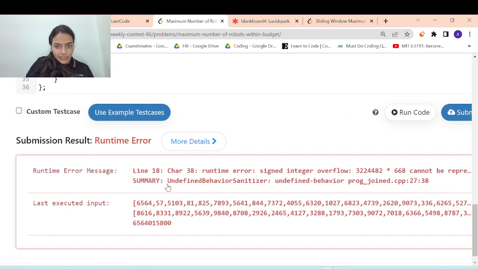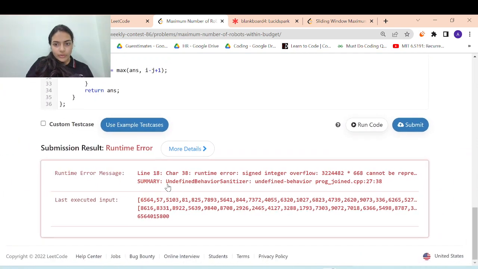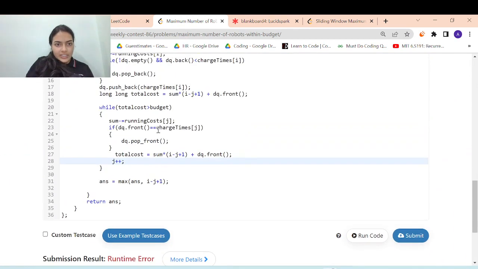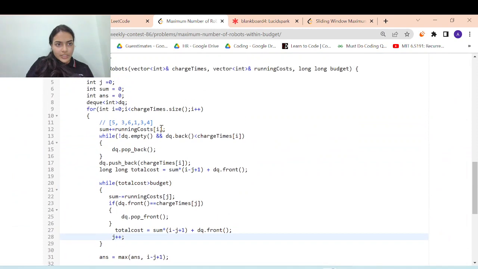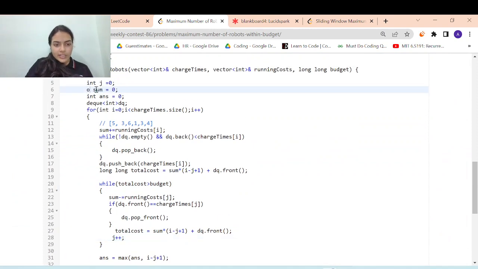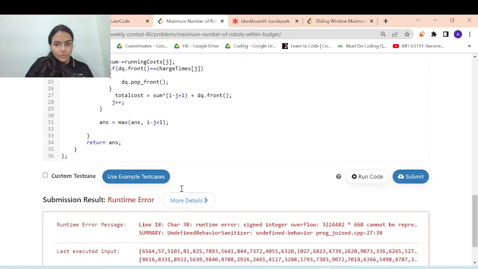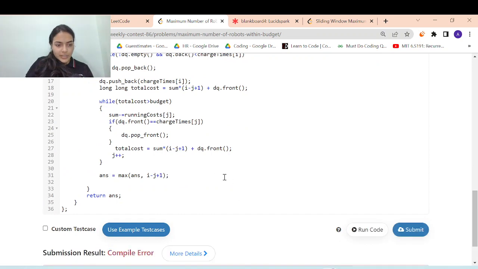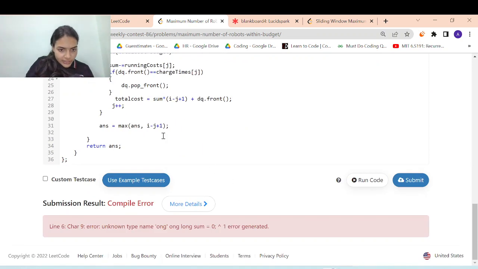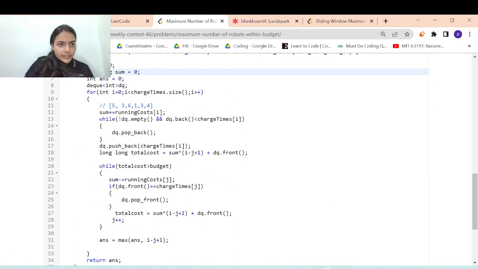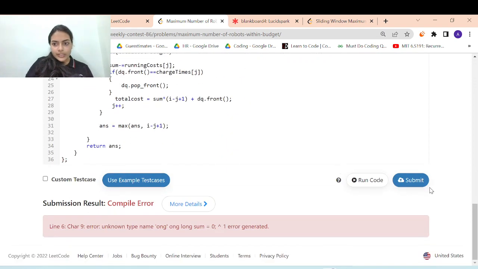Oh, there is some runtime error. Integer overflow. We are getting an integer overflow here. So let me write the sum as long sum. Hopefully this will work. Let's submit and see. There's some compilation error. Oh, it is long sum. Let's submit and see again.